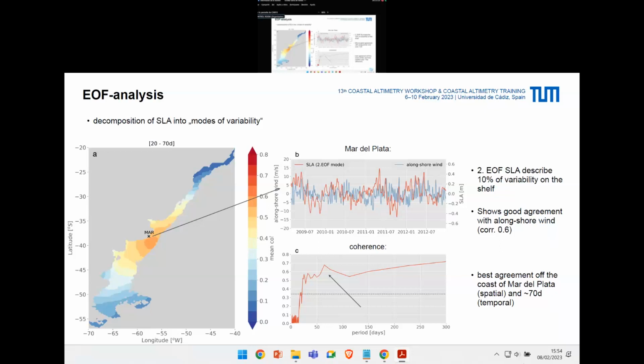You can see a snippet from a time series in B. And we can also see the coverage of this agreement on the map. So we see that we get a very good agreement of both of them, so of the second EOF of sea level anomalies and wind of the station Mar del Plata. And at this point, we also see that they both match best at the frequency of 70 days. So we get a very good peak at 70 days.